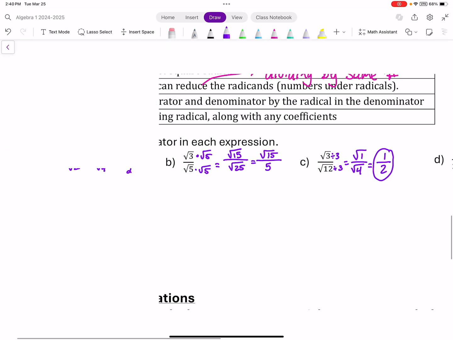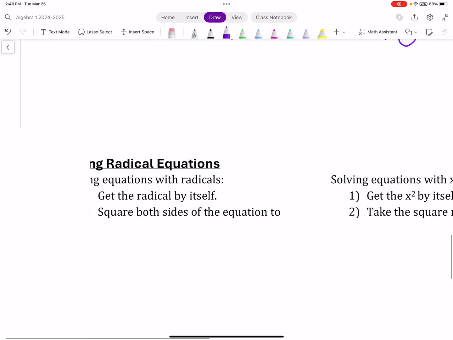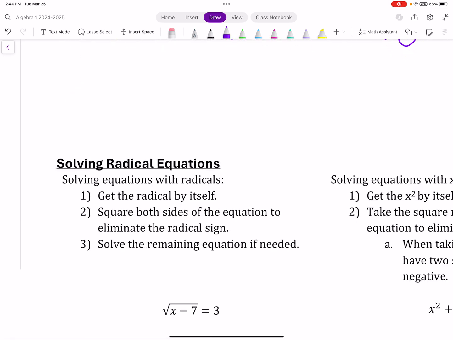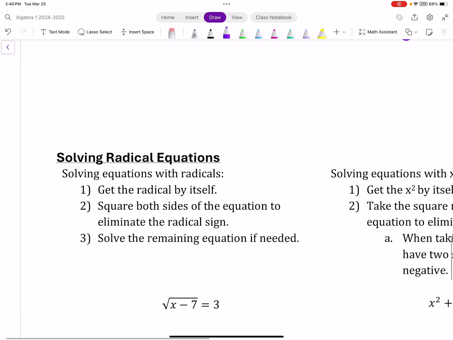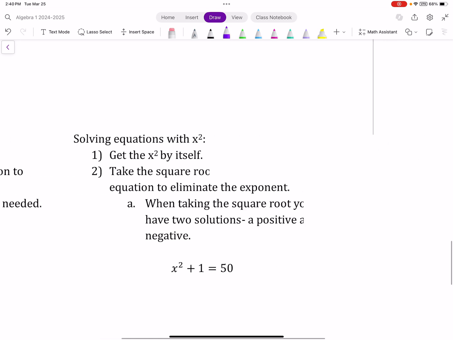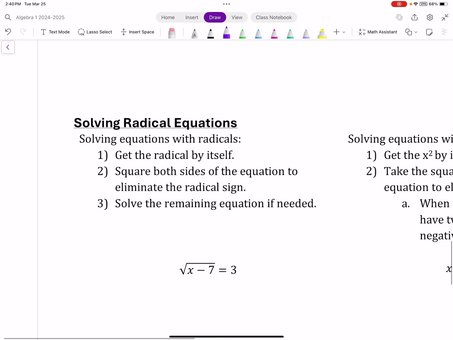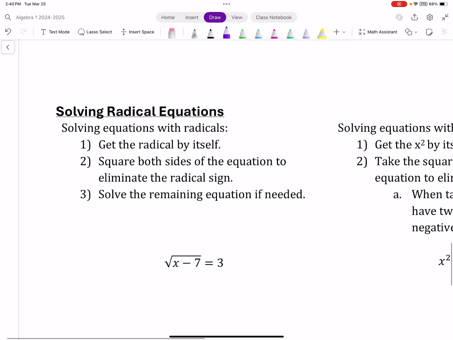All right, and then on to the last section. This is solving equations. So you have 2 types of equations. You have one with a radical, and then you have one with a square. So we're going to look at equations with radicals first. So the first thing we want to do is get the radical by itself.